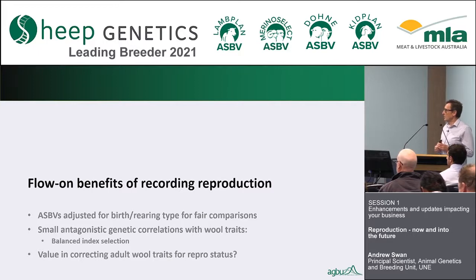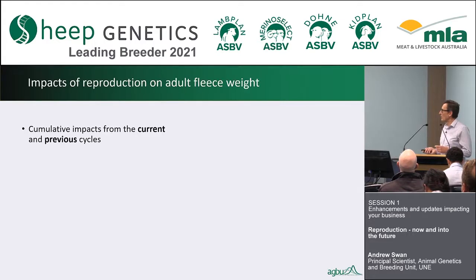Now, Kim has also recently been working on relationships for our component traits with wool traits in merinos, and we do see small antagonistic correlations, but they're not large enough really to be a problem as long as you're doing balanced index selection. But what I wanted to give you an example of was how we can use the new information to correct adult wool traits for repro status in merinos, which is some work that we've been doing with Sue Mortimer from New South Wales DPI.